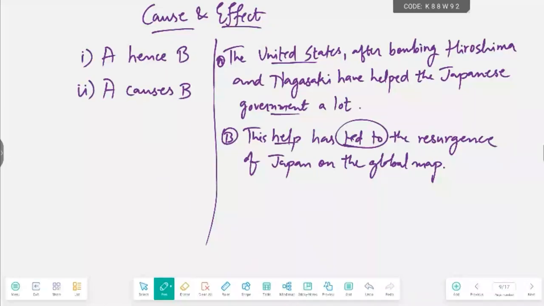Again, in these two statements, we can see cause and effect. What was the cause? The cause was the help of the United States' government to the Japanese government. And what was its effect? The effect was that it helped in the resurgence of the country of Japan on the global map. Now, what you have to keep in mind in this type of structure is keywords. Cause and effect, keywords. What are the keywords that you should always look for?